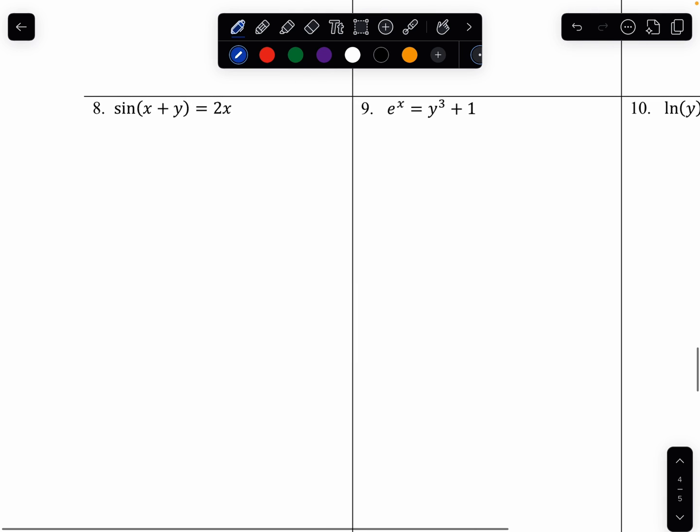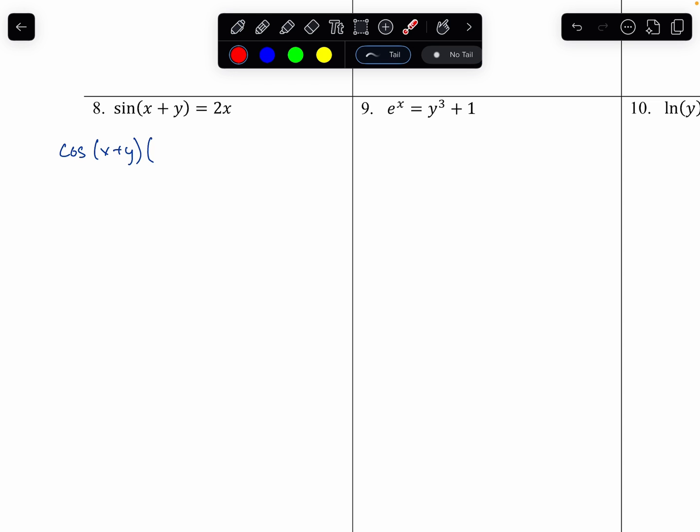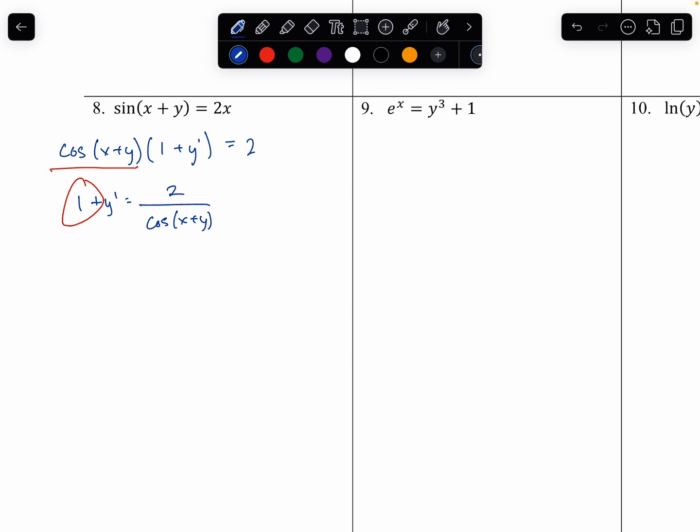So for the first derivative that we're taking here, cosine of x plus y. Now for the chain rule, we'll have to multiply by the derivative of the inside. So that's going to be 1 plus y prime equal to 2. And then let's solve for y prime. So I'm going to divide by this part right here. So we'll have 1 plus y prime equal to 2 over cosine of x plus y. And then I'll subtract the 1. So I'm going to subtract that 1 right there. So I'll get minus 1.